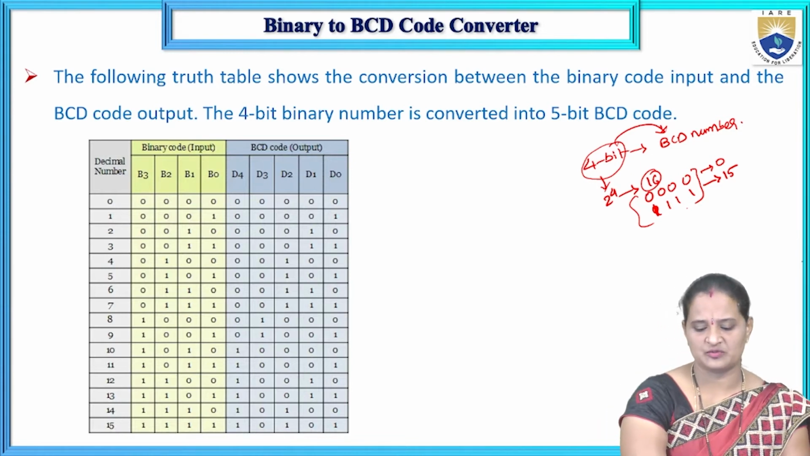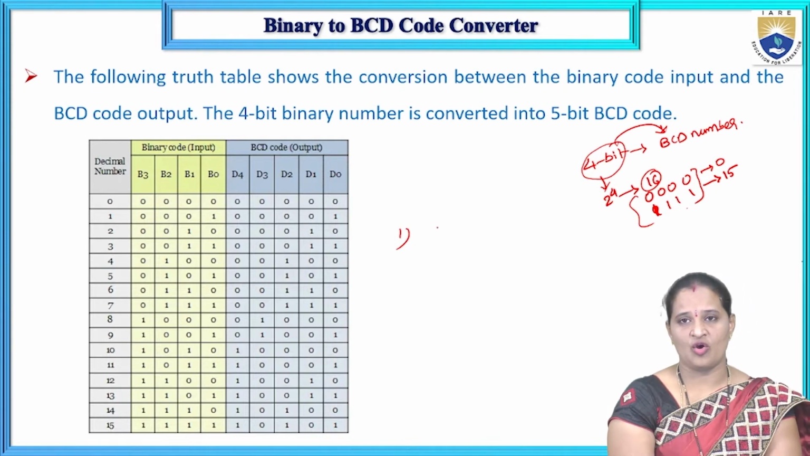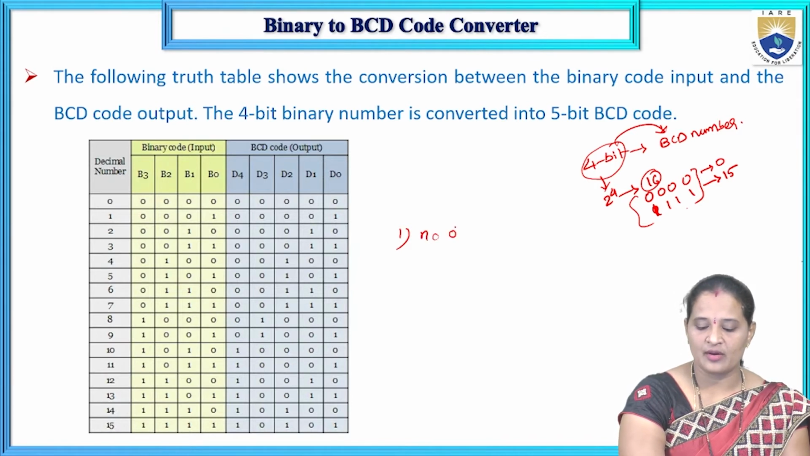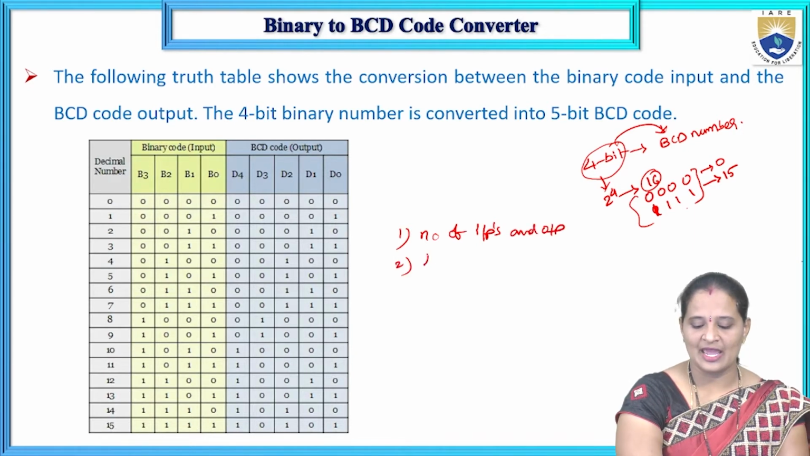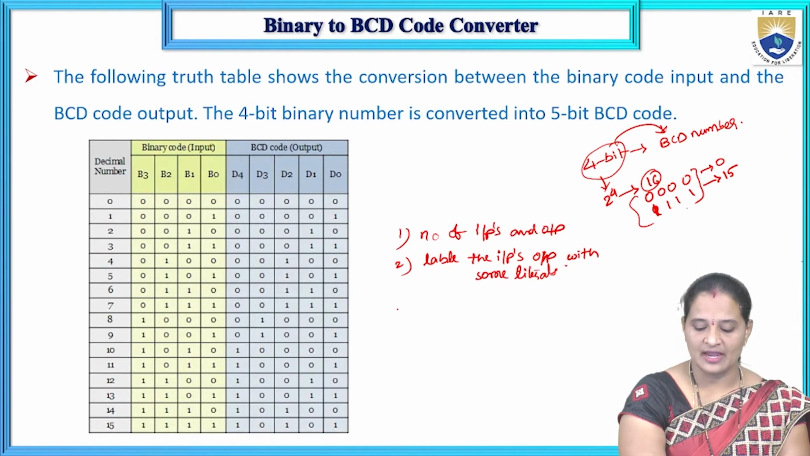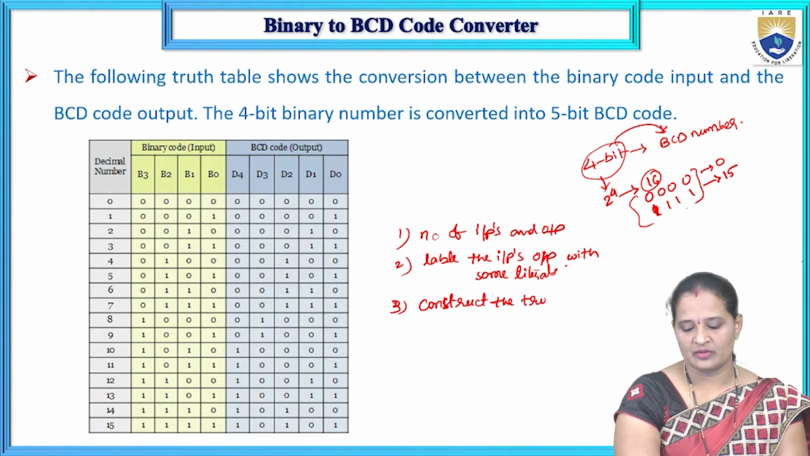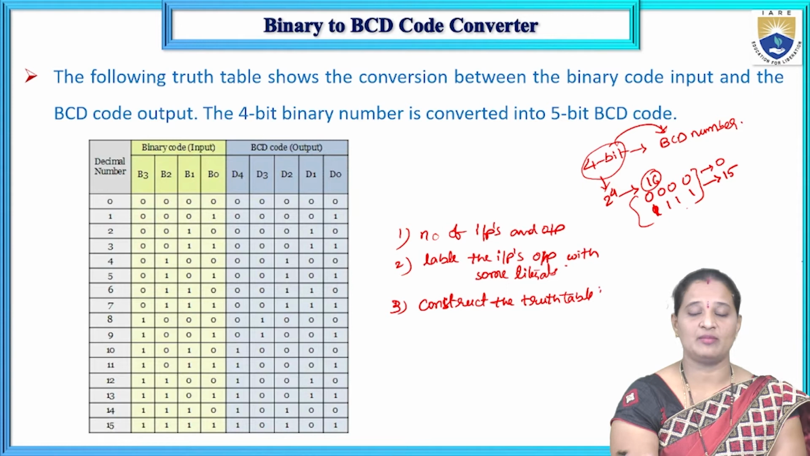Actually, we have some steps. Whenever we are designing a combinational circuit, we have to follow a few steps. First, identify the number of inputs and outputs. The second step is to label the inputs and outputs with some literals. Literals are also called variables. After that, construct the truth table based on the logic you want to implement. These are the steps you need to keep in mind whenever you are designing a combinational logic circuit.